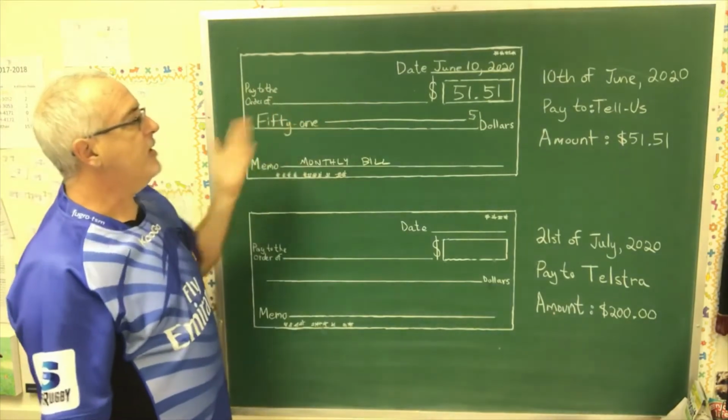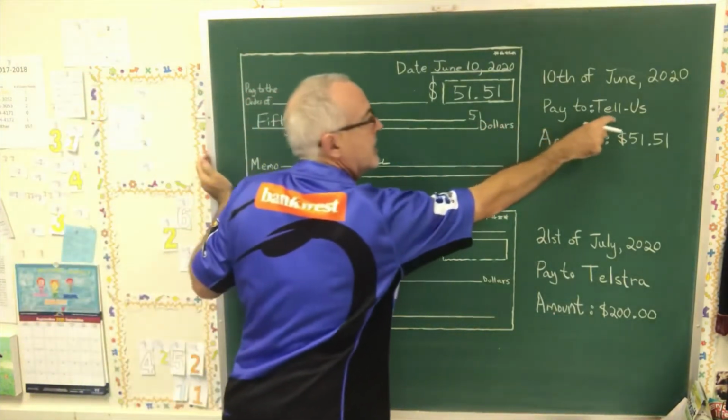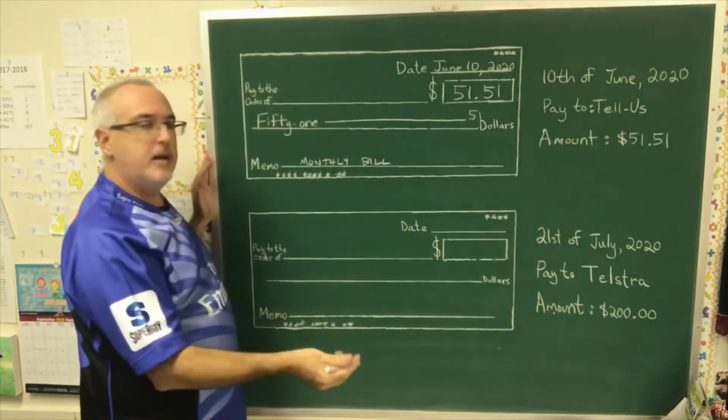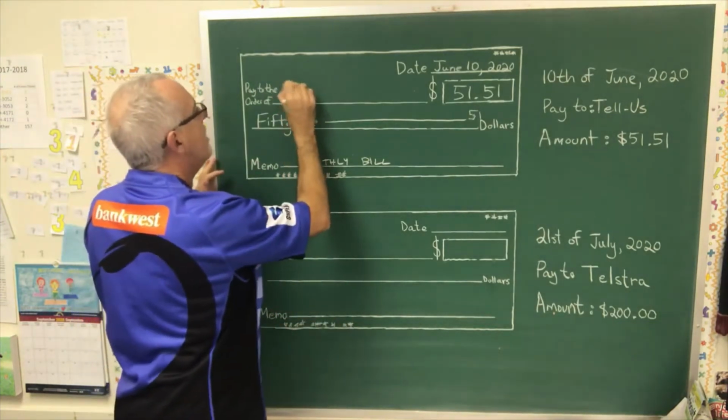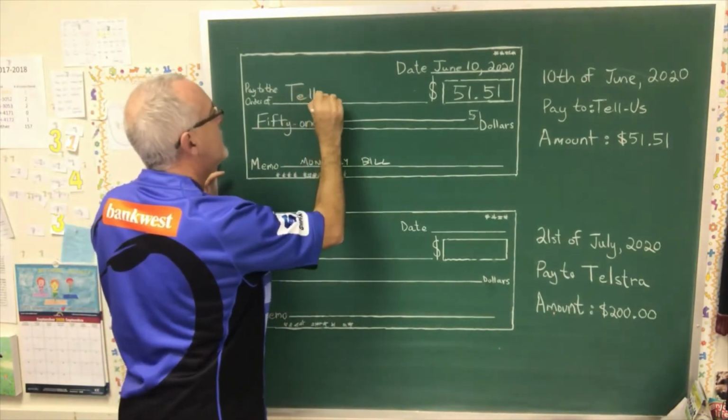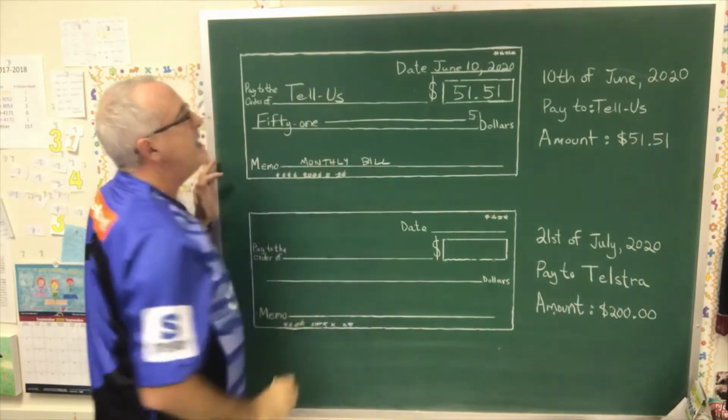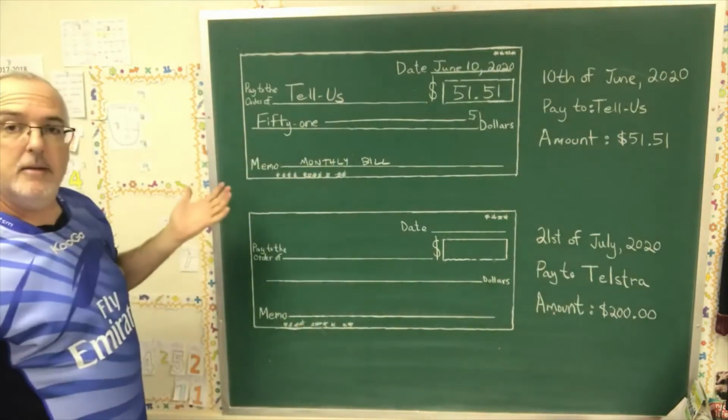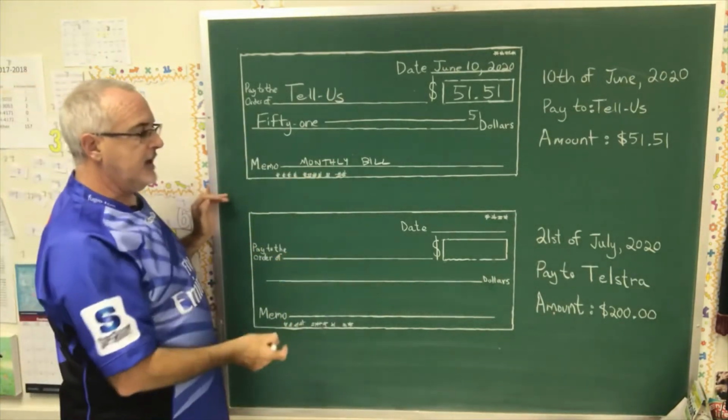Finally, I'm writing in pay to the order of. That is the recipient of the check. In this case, it's a company called Tell Us, so I write that here. The check is complete. Now let's look at our second example.